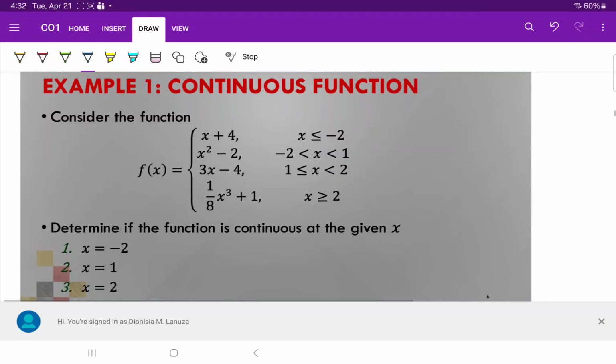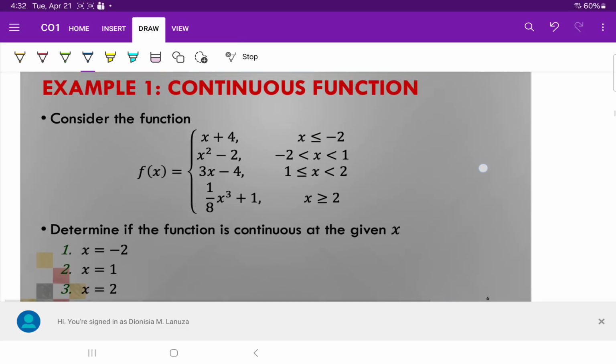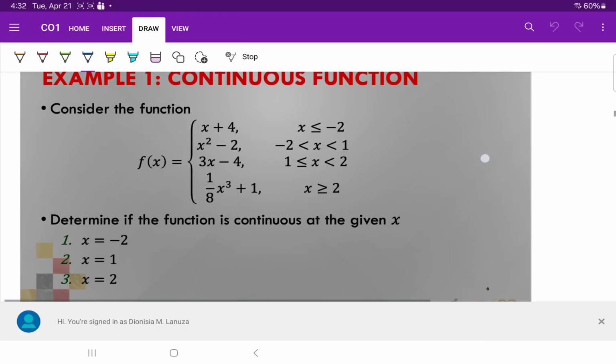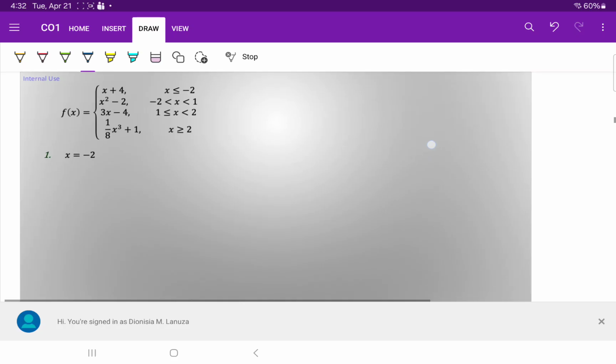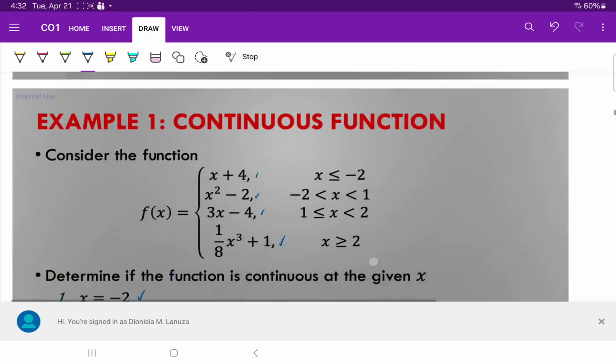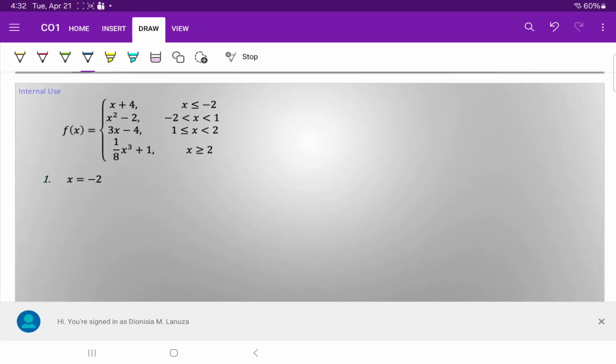So let's go over this first example here. We're given a piecewise defined function f of x, and there are 4 rules of association: 1, 2, 3, 4. You're asked to determine if the function is continuous at x equals -2, 1, and 2. Okay, so let's start first with x equals -2. So what is the first condition?